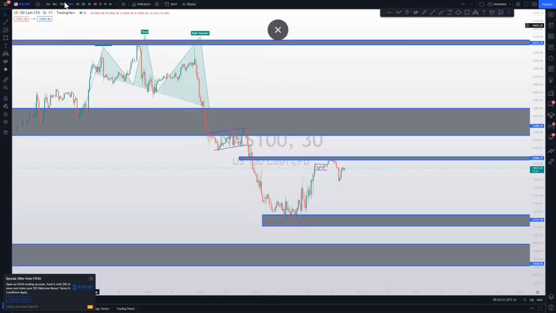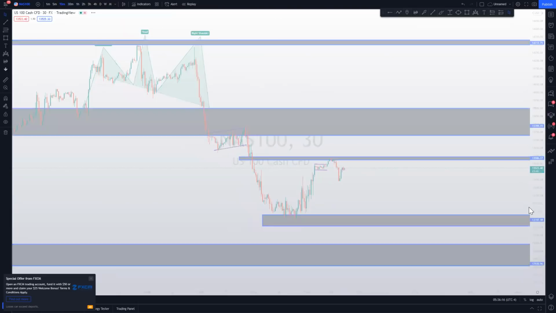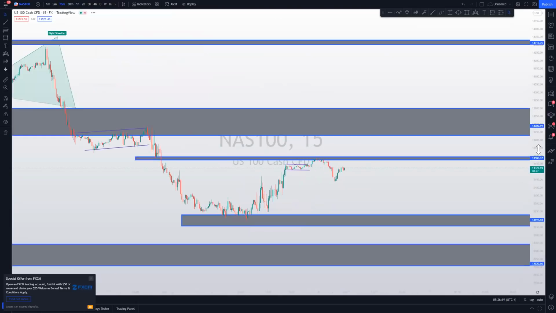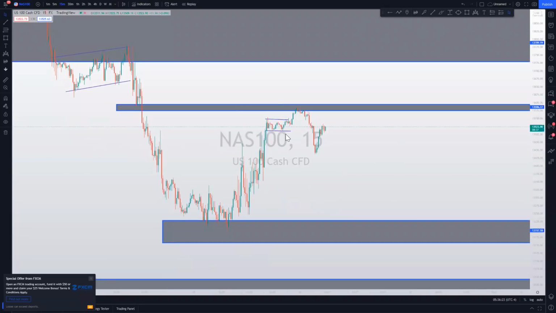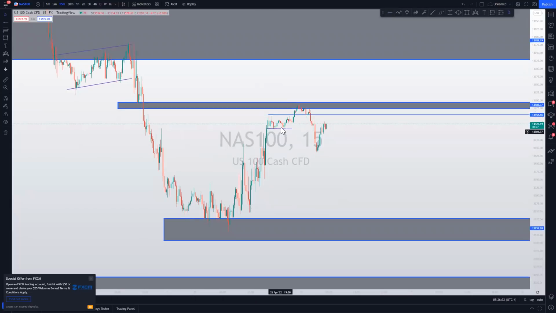So okay, now I'll go to the M15. On the M15, you could see that in the previous we had these. Okay, instead of using these, I'll just use this line, and on the low, I'll use this line.